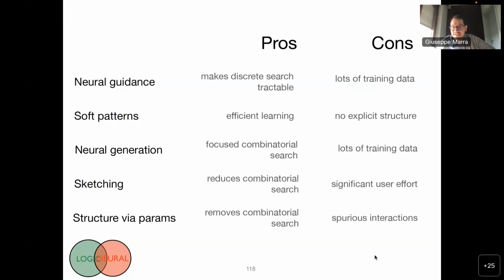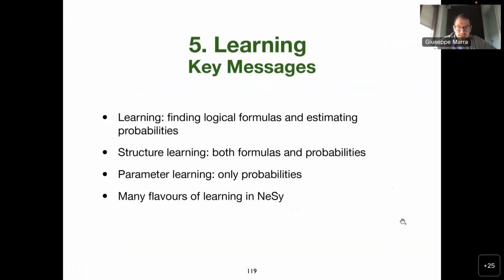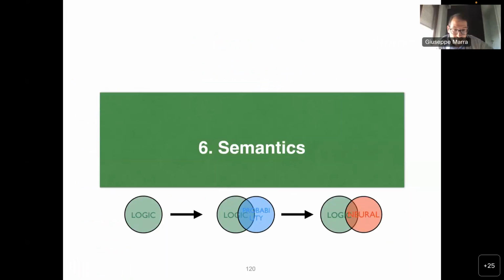And finally, we have the structured learning via parameter learning. In this case, you don't have combinatorial search because you list all the rules at one time. But as I told you, many of these rules can interact with each other, and the result that you get is a much noisier program with a lot of spurious interactions. So yes, this was just a recap of what we said, and we move to the last dimension, which is semantics.